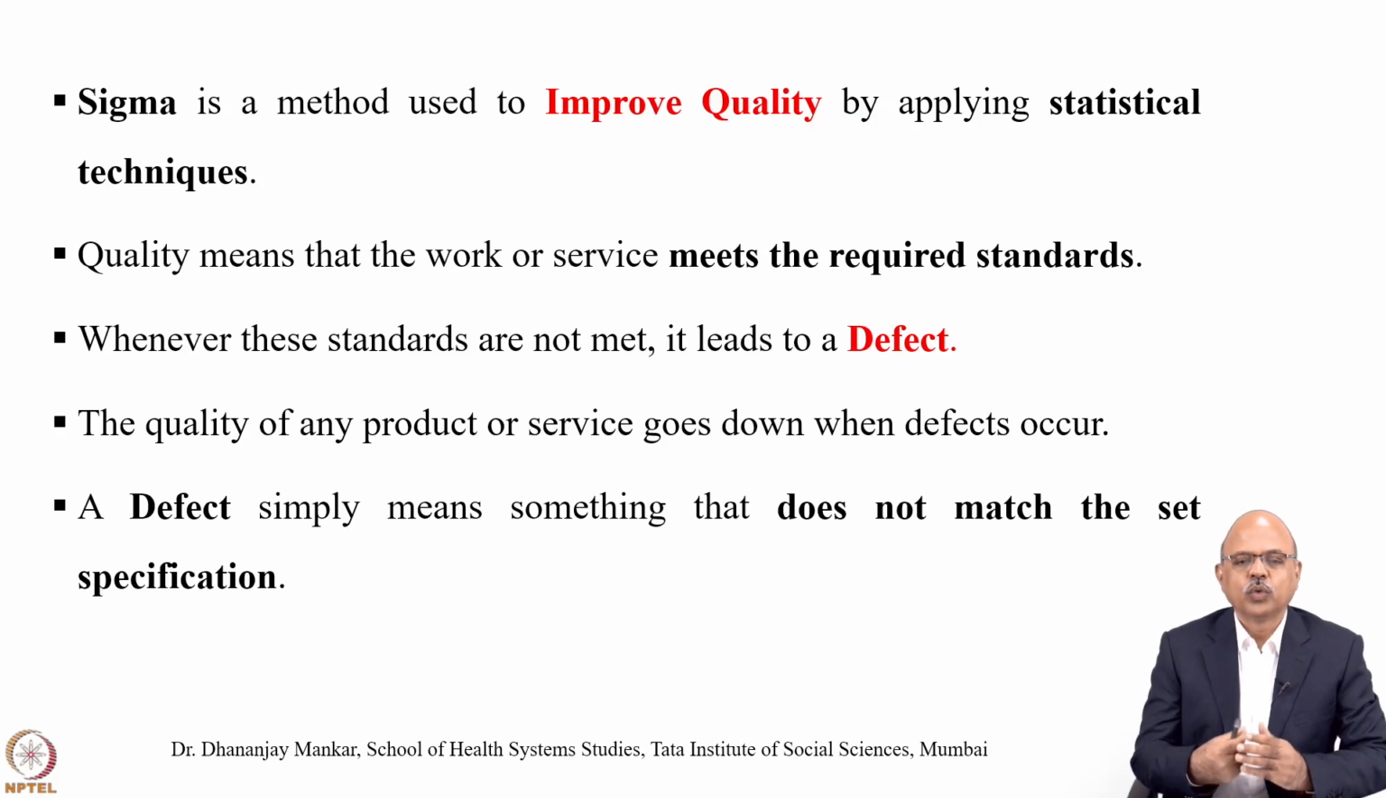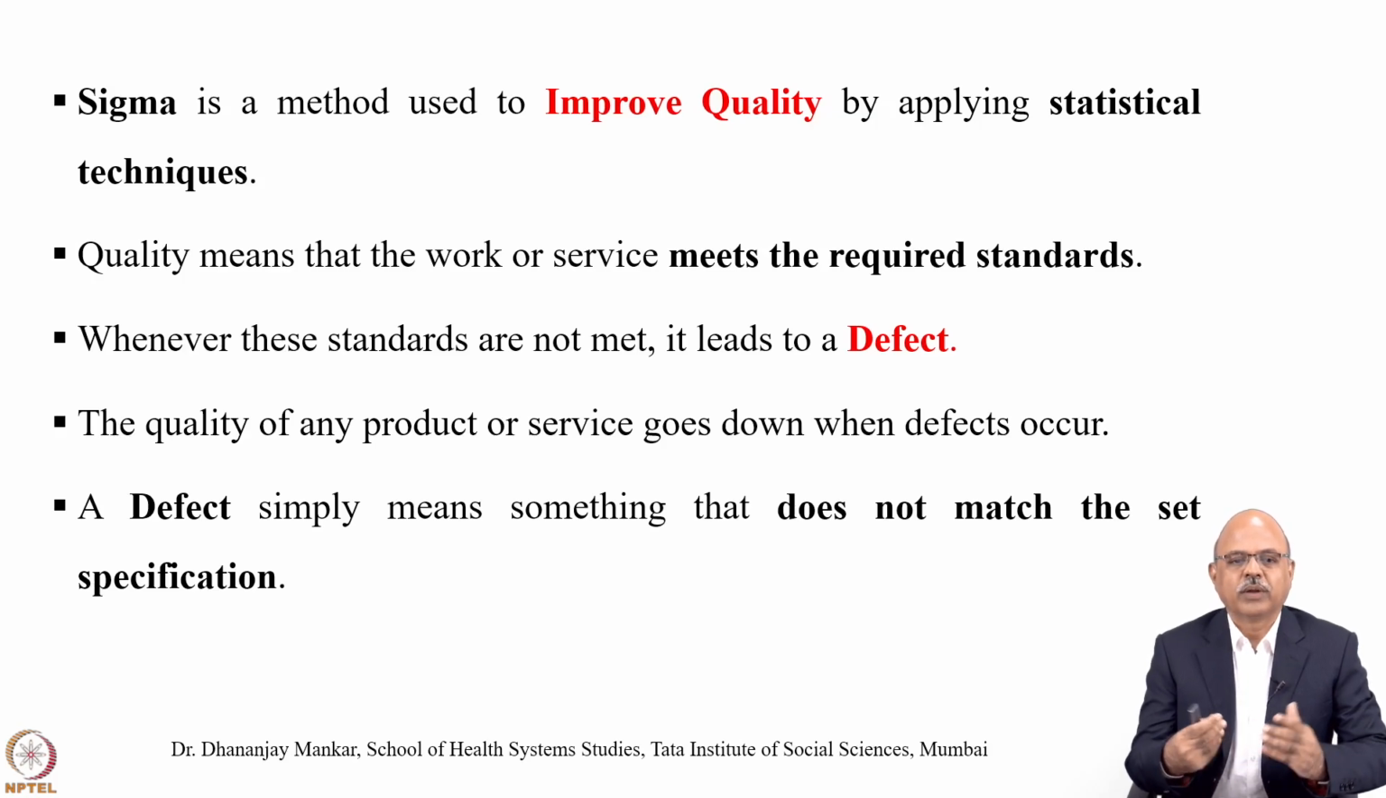Six Sigma is a method used to improve quality by applying statistical techniques. Quality means that work or service meets the required standards. So what is to be done for this quality? Whenever the standards are not met, it leads to a defect. The quality of a product or service goes down when a defect occurs. A defect simply means something that does not match the satisfaction.